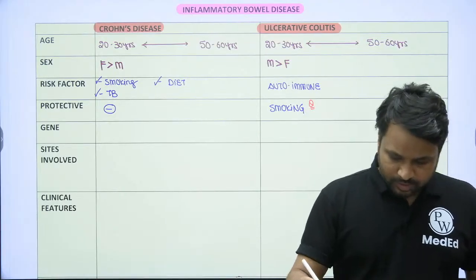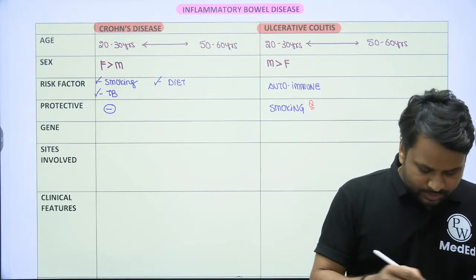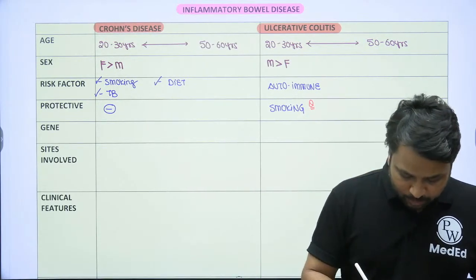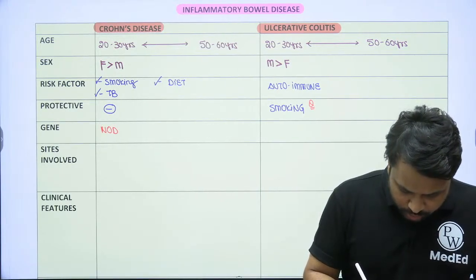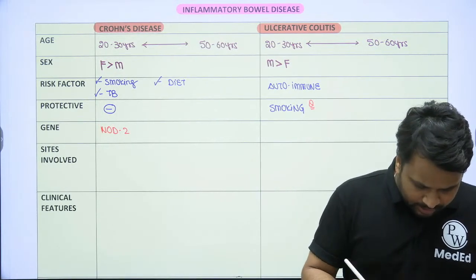Right? Now, let's talk about what are the genes which are associated. This is also a very important exam question. The two important genes that you have to remember are NOD2 and CARD15.